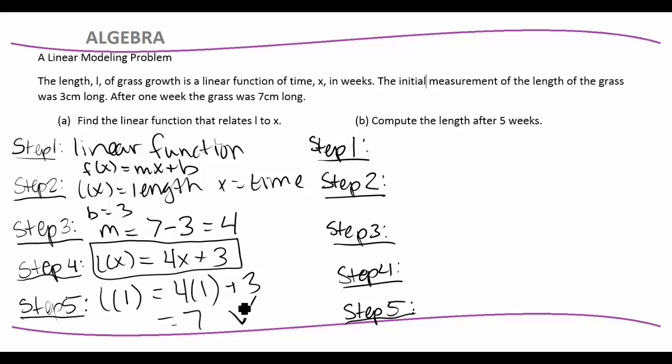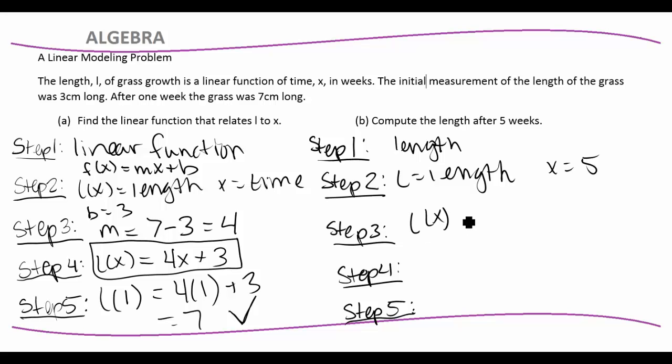Part B, compute the length after 5 weeks. So step 1, determine what we are looking for, and we're looking for length, and that's after 5 weeks. So step 2, assign a variable to represent what you are looking for. We know that L equals length. And since we know we have after 5 weeks, we know x equals 5. And step 3, translate the English into mathematical statements. Most of this was done in part A, so we're just going to copy over our equation of L of x equals 4x plus 3.